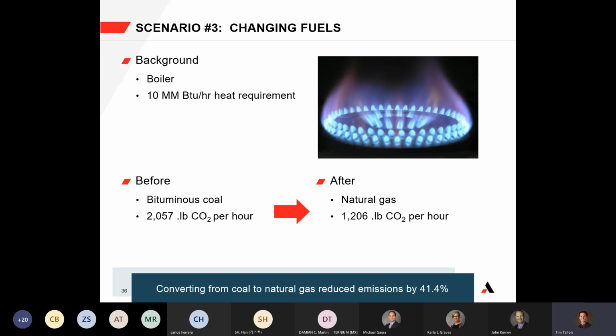So just that conversion from coal to natural gas, that changing of fuels, has a significant change in emissions. And if you think about it, if you change from coal or natural gas to hydrogen, it'd be 100% removal almost, if you think about it from that perspective. So changing fuels can have a massive impact on reducing your carbon emissions.